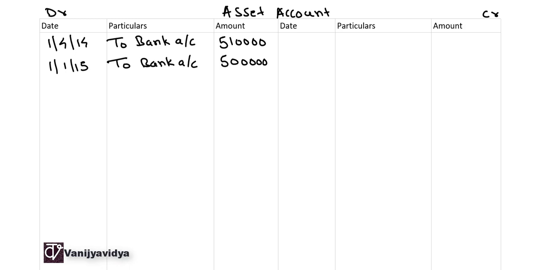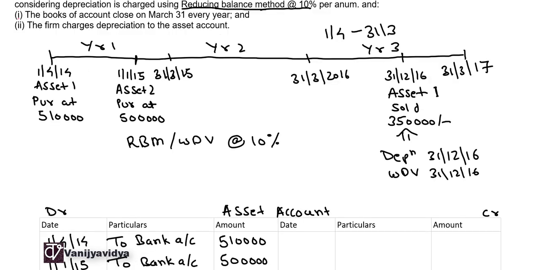Now for year 1, there are no more events of purchase or sale of assets. So on 31st March 2015, we will calculate depreciation and record the entry for depreciation. Since the depreciation is charged to the asset account, the entry will be depreciation account debit to asset account, and whatever the amount of depreciation we have calculated, we have to write it. Let's see working note 1 to find out the amount of depreciation as on 31st March 2015.